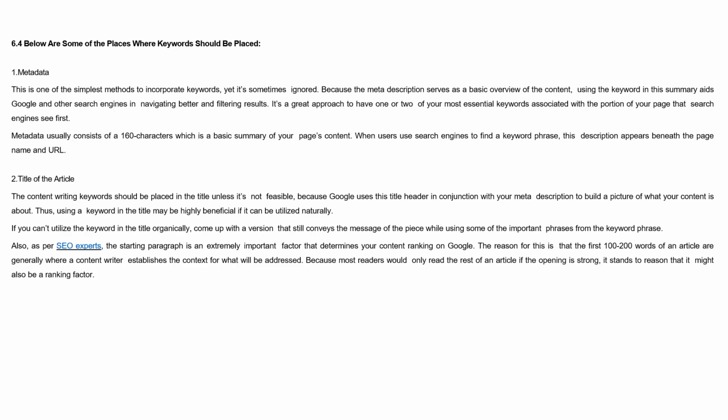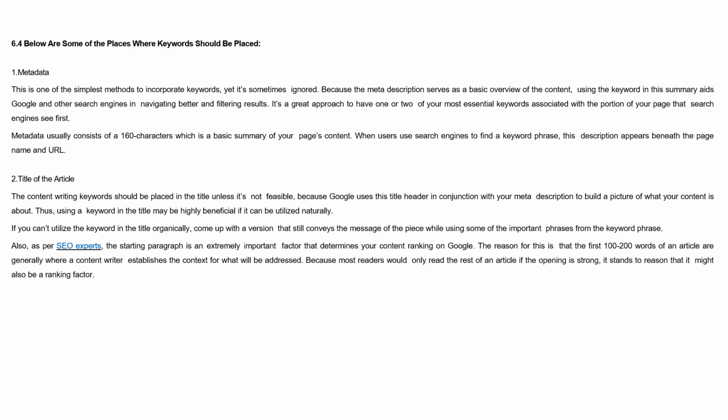Below are some of the places where the keywords should be placed. Metadata. This is one of the simplest methods to incorporate keywords, yet sometimes ignored. Because the meta descriptions serve as a basic overview of the content, using the keyword in the summary aids Google and other search engines in better filtering results. This is a great approach to have one or two of your most essential keywords associated with the portion of your page that the search engine sees first.